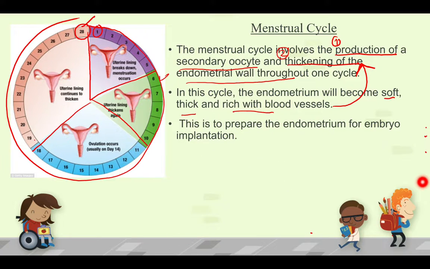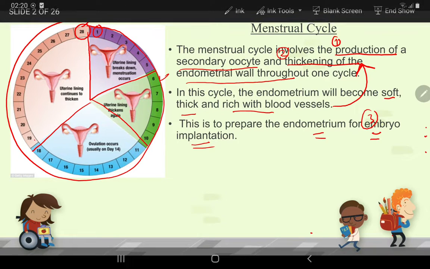Why does the endometrium wall become thickened, soft, and rich in blood vessels? This is to prepare the endometrium for embryo implantation. Implantation maksudnya penempelan ataupun terbenam ataupun tertanam. Apa yang akan terbenam ataupun tertanam dalam dinding endometrium ialah embryo. So what is the relationship between number 1, number 2 and number 3, which is embryo implantation? Okay, let's look at the relationship.